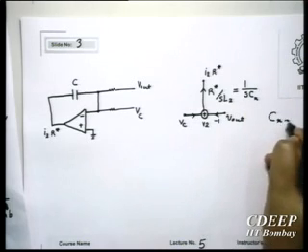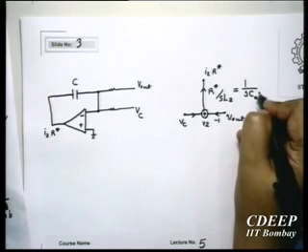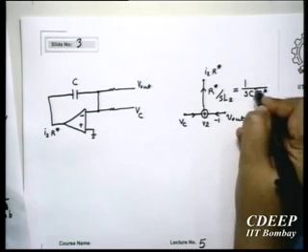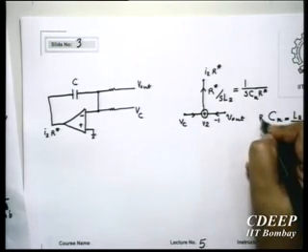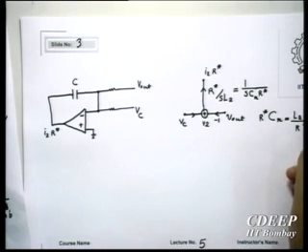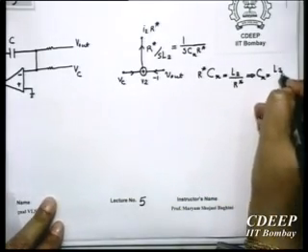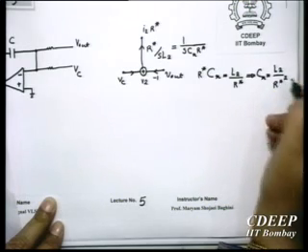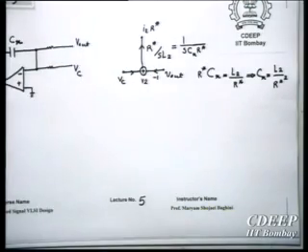Therefore, Cx is equal to L2 upon, and now if you notice, this should be R star. Therefore, Cx R star is equal to L2 upon R star. Therefore, Cx is equal to L2 upon R star square. So this is Cx.